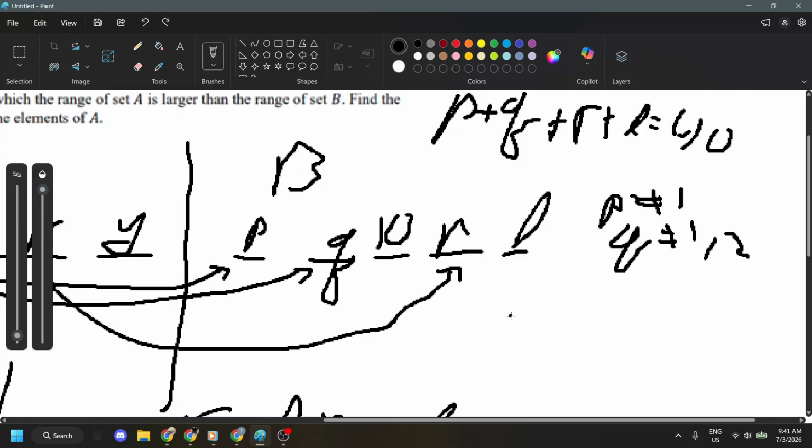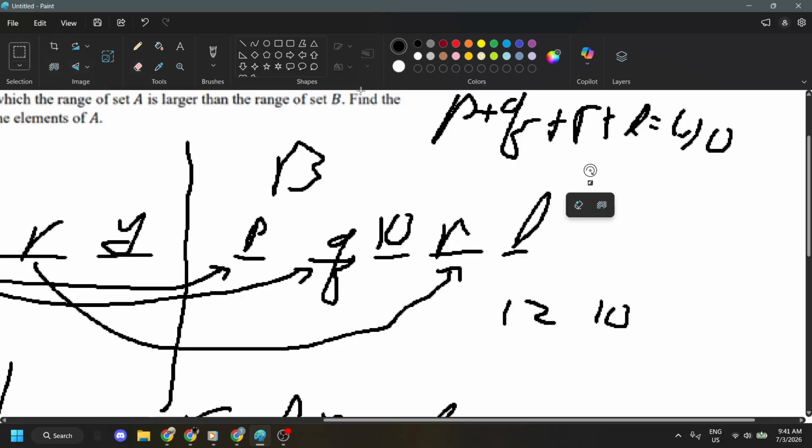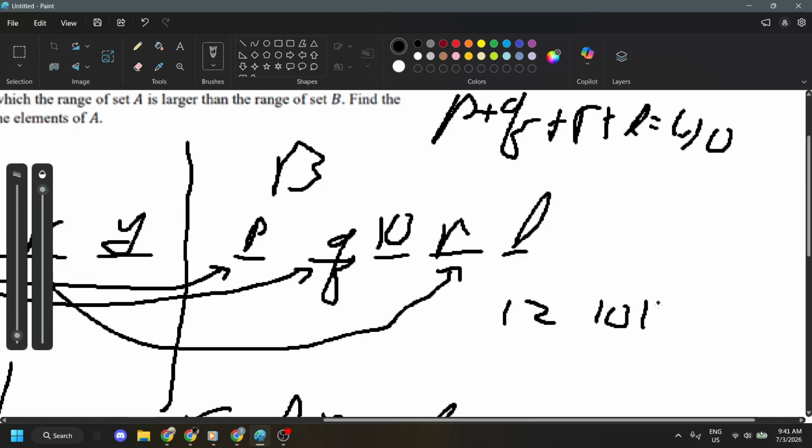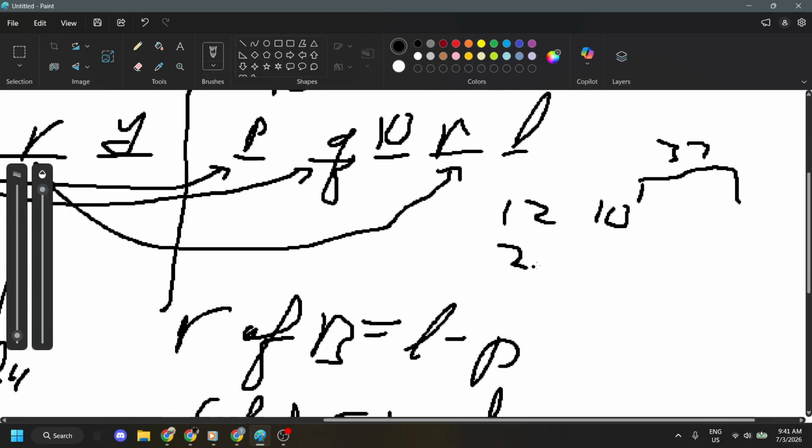Oh, I messed that up. We need 1, 2, 10. We have 13 right now. To reach 50, we need 7 plus 30, 37. So we can do 11 and, well, we just know that this has to be 37, so there are a lot of things that can do that. 2, 1, 3, 10. Now this has to be 36.